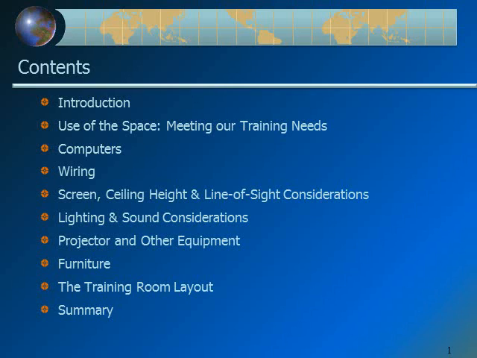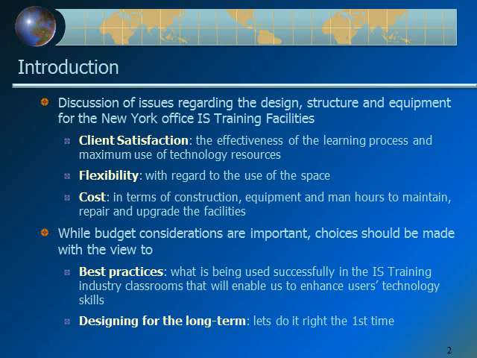The contents of this presentation include an introduction, talking about the use of space, computers, wiring, screens, lighting and sound, projector, furniture, training room layout, and a brief summary. Things that you would need to consider when you are designing and setting up a training room. Although this is an online class, this talks about a face-to-face training classroom.